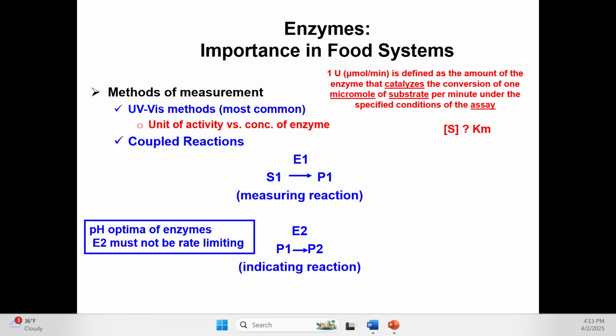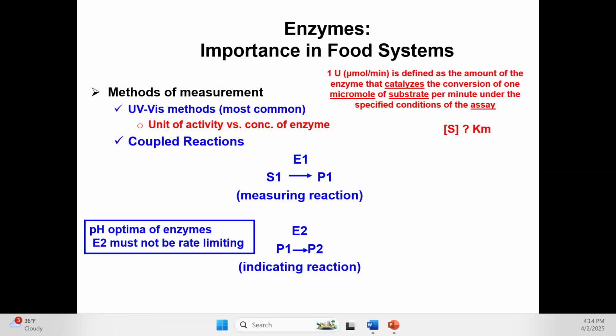If you get a specification sheet for an enzyme, you will see under the units they specify the conditions. And they specify the substrate, because every substrate will elicit different activity units. Okay.